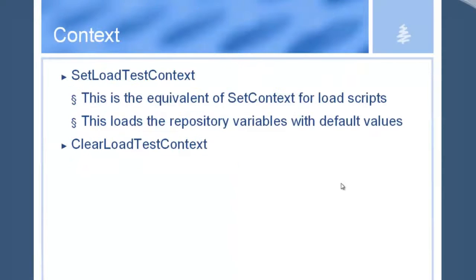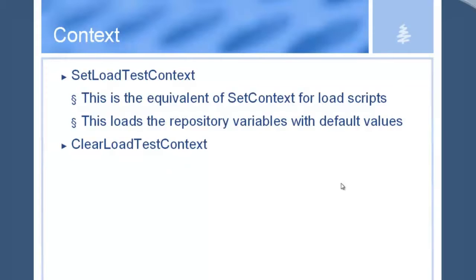So with that said, let's jump right into some of the new statements and the new statement areas to give you a feel for how this works. The first big area is around the context. So certainly today in all your scripts, you normally start them off with a set context, and that lets us understand what application you are planning to use in the repository. There's an equivalent one for load test called set load test context, and this is a great flag that we use to know that this is a load script as opposed to a regular one.